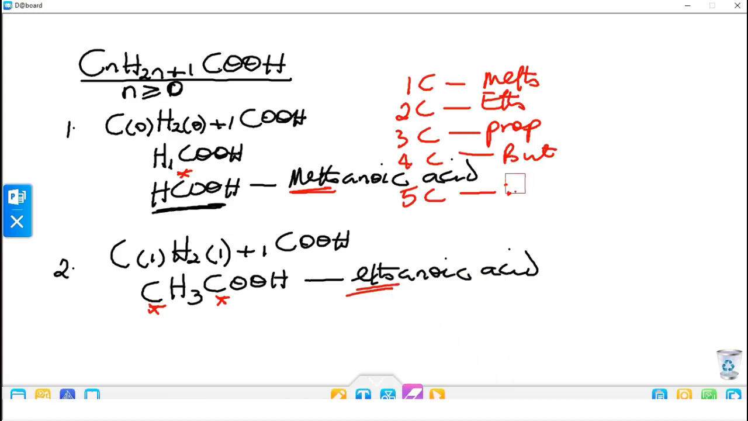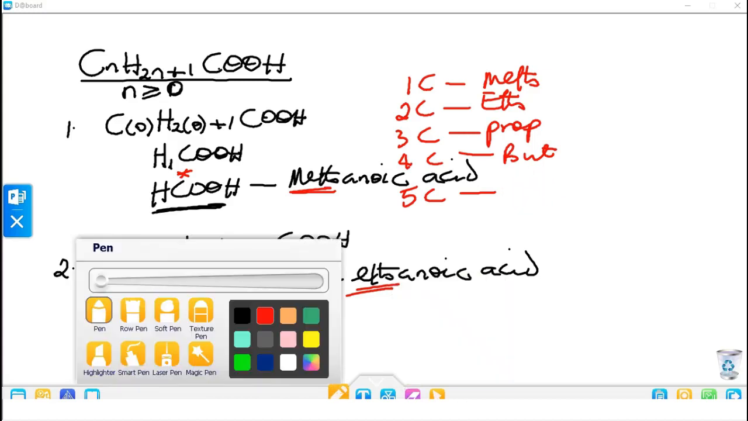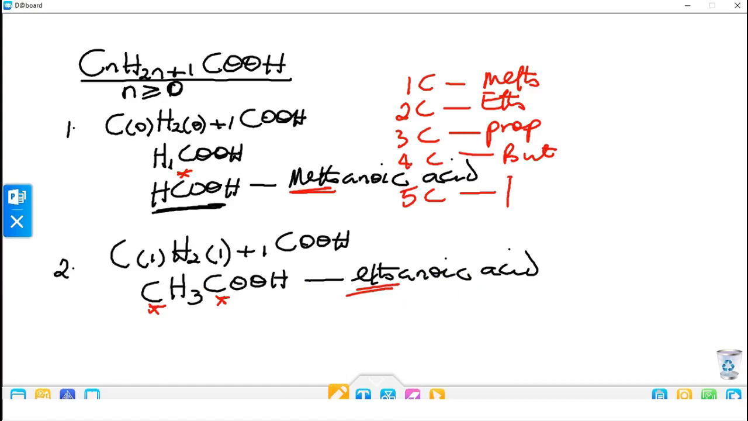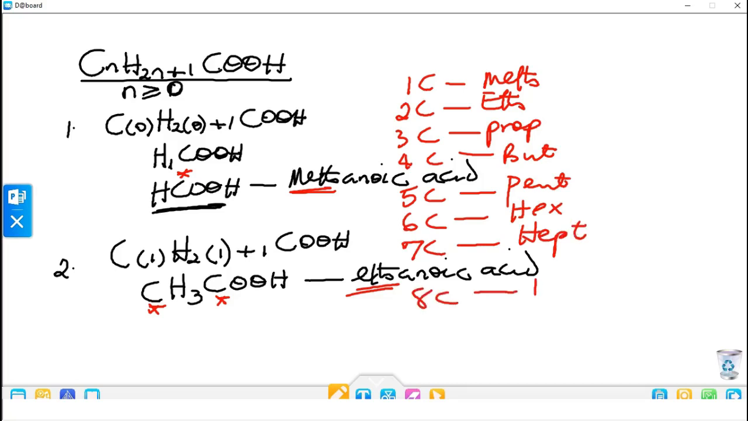5 carbon atoms is pent. 6 carbon atoms is hex. 7 carbon atoms is hept. 8 carbon atoms is oct. 9 carbon atoms is non. And 10 carbon atoms is dec.